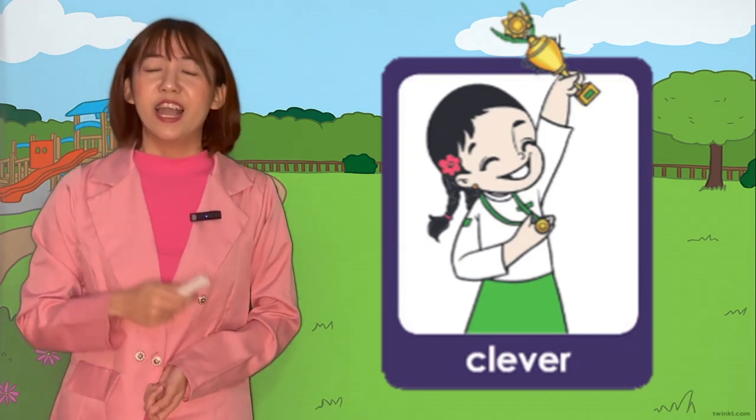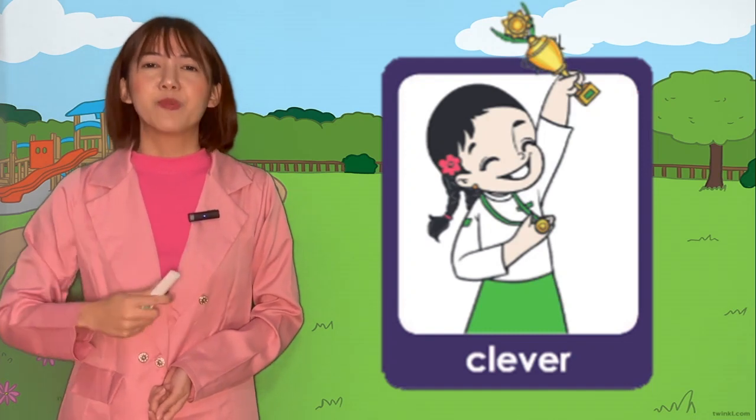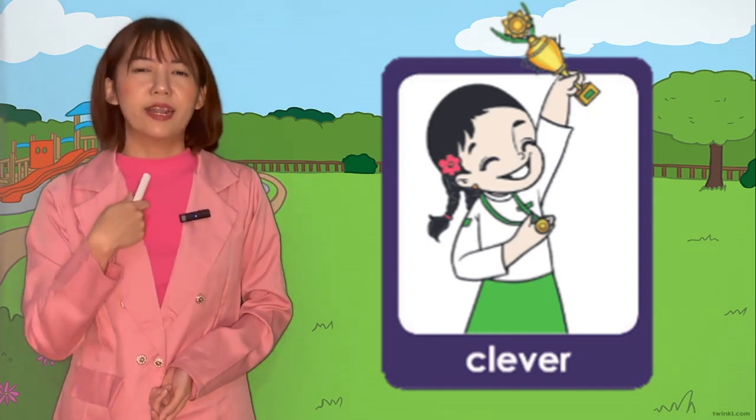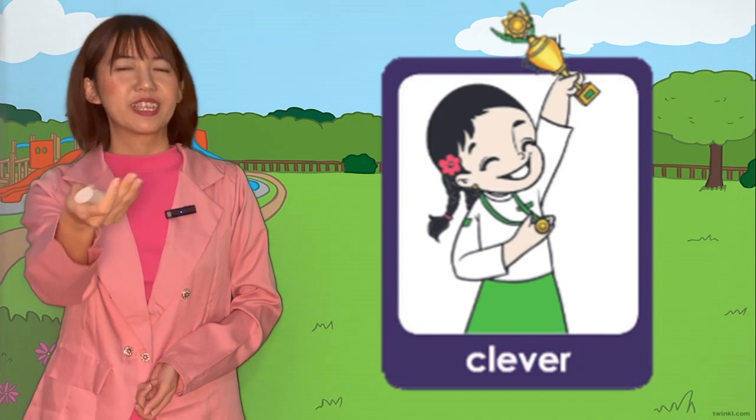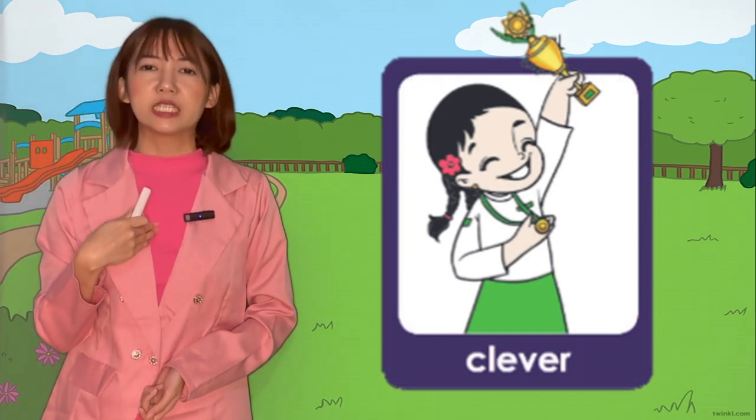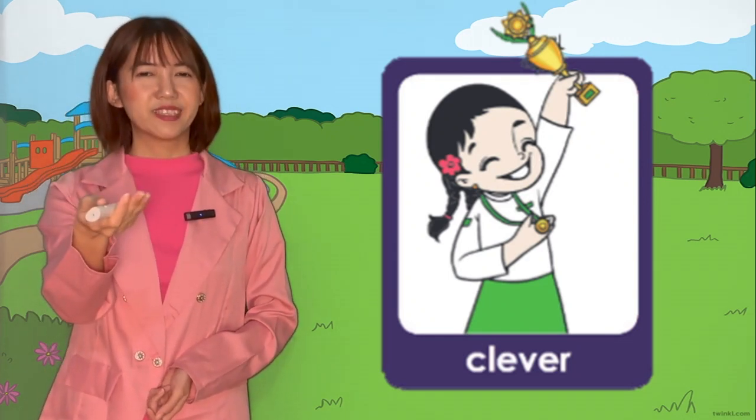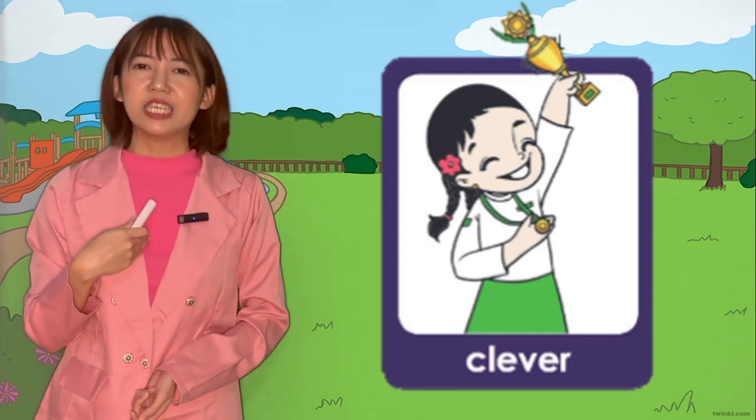And I could tell you a tiny little bit, right? This is my sister. She is clever. This is my brother. He is clever. This is my sister. She is clever.